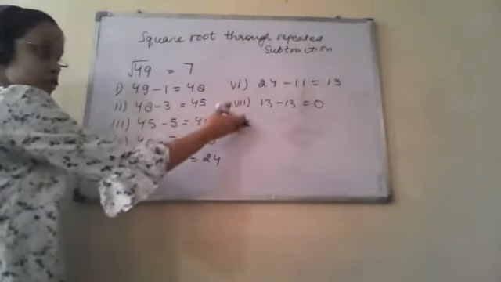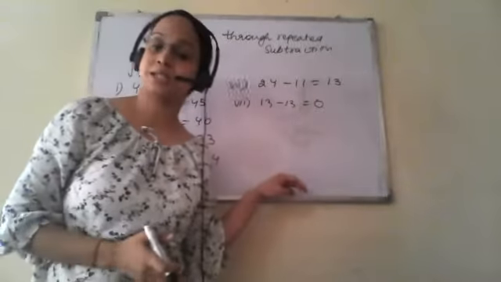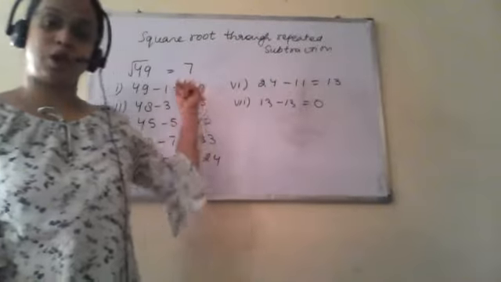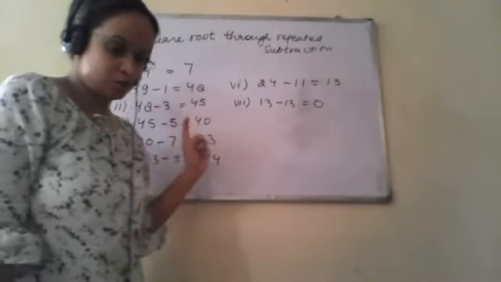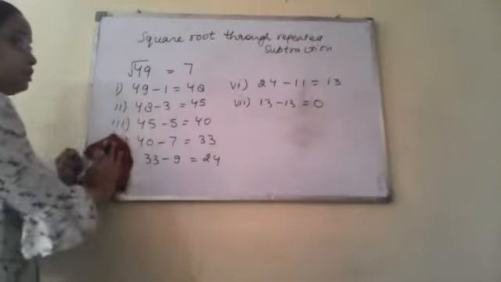Okay. If it had been 8 or 9 or 10 steps, so the last step, if it had 10 steps, the square root of that particular number will be 10, and so on. I hope this is clear. So this was finding the square root through repeated subtraction. Clear?